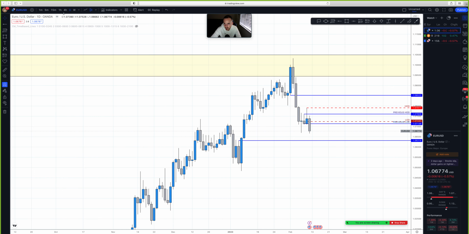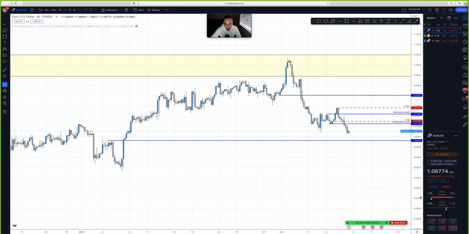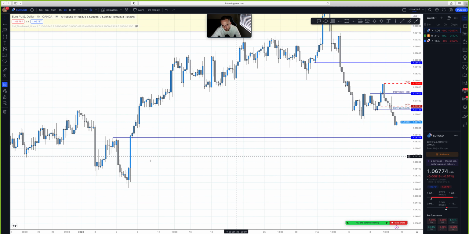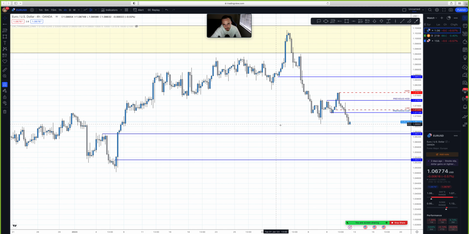So let's go to the H4 real quick. Let's see what we're working with on H4. If price were to just break this area right here, we have this area of demand zone that we have to keep in mind right here. So this is our next two major zones that we're working with. This is the first major target right here on the daily.